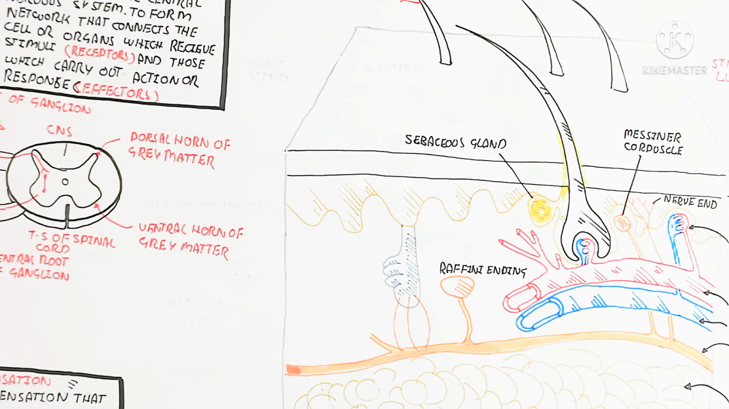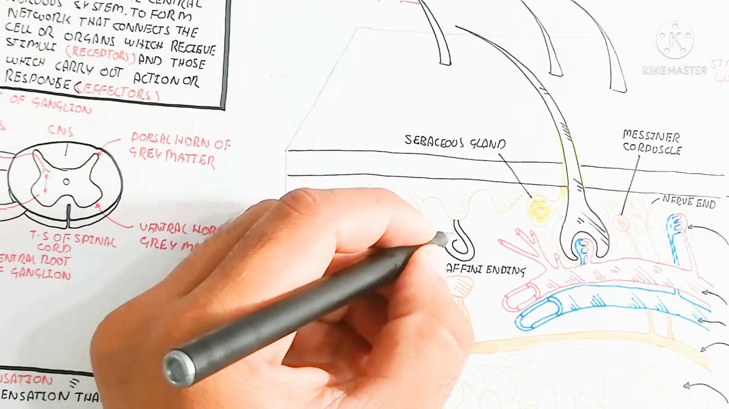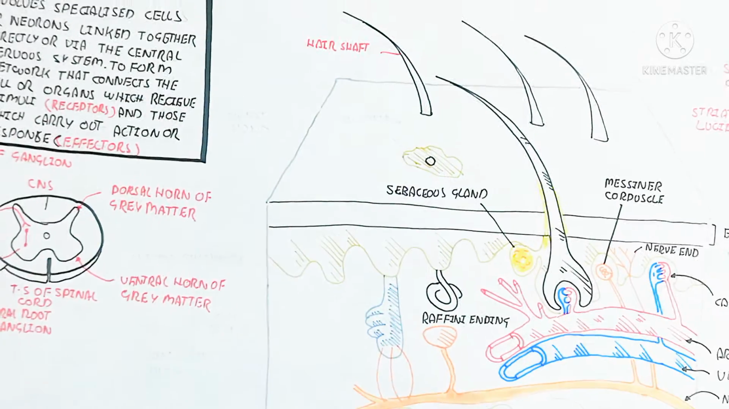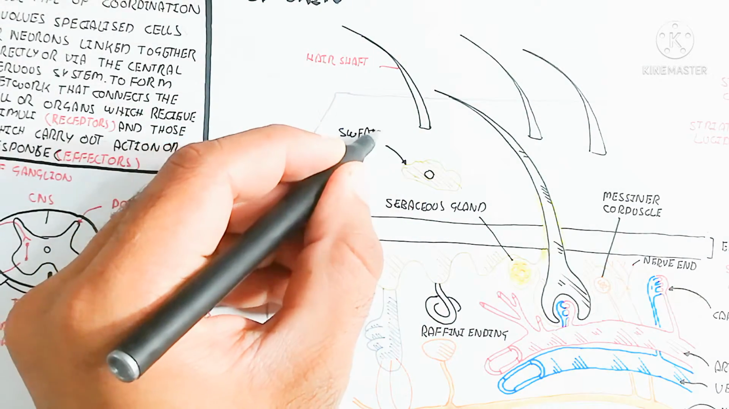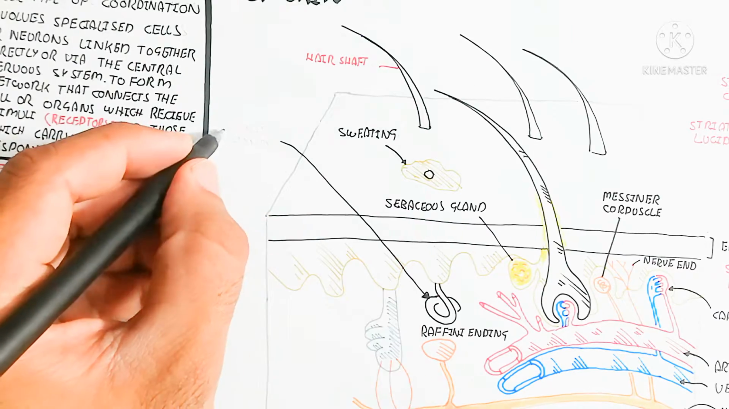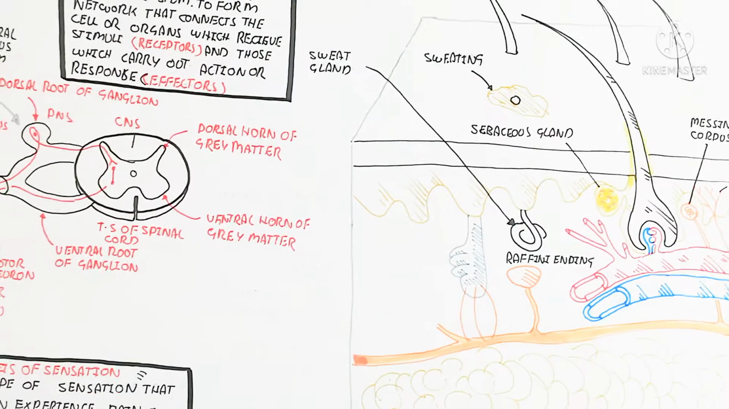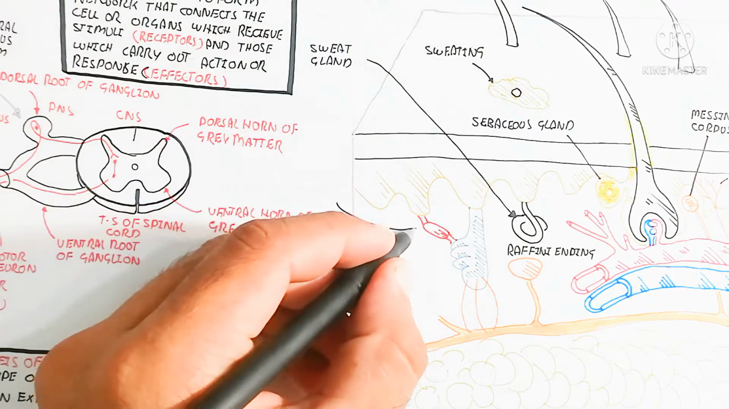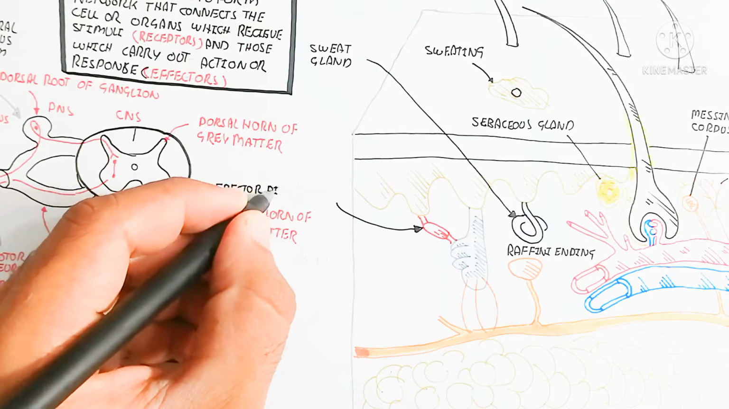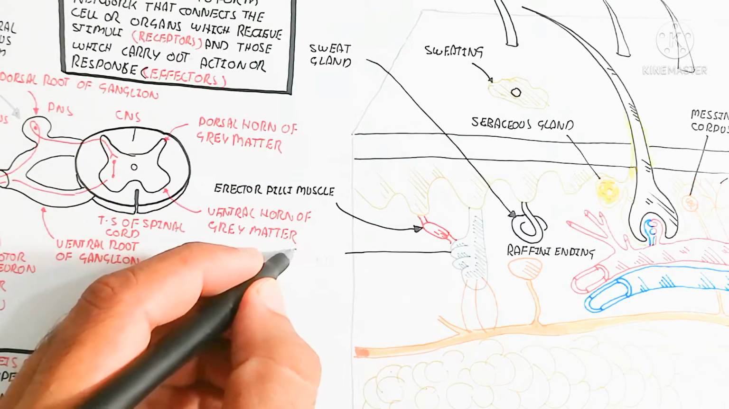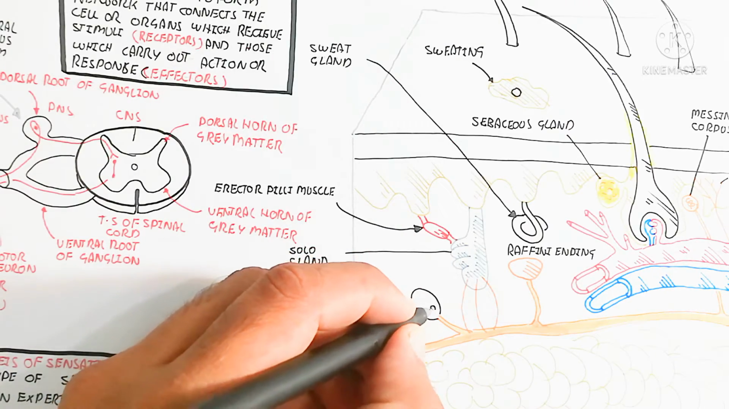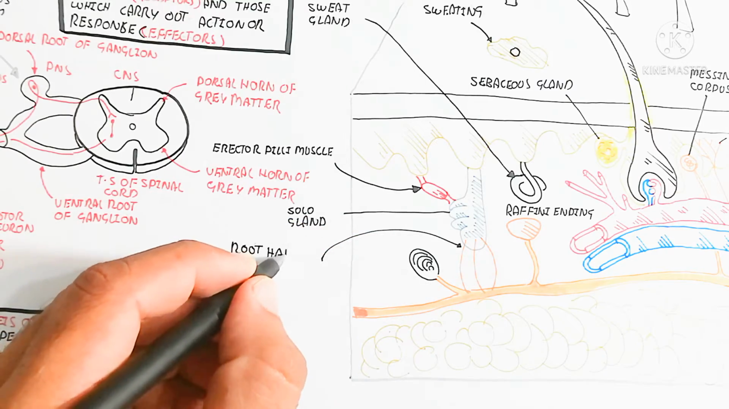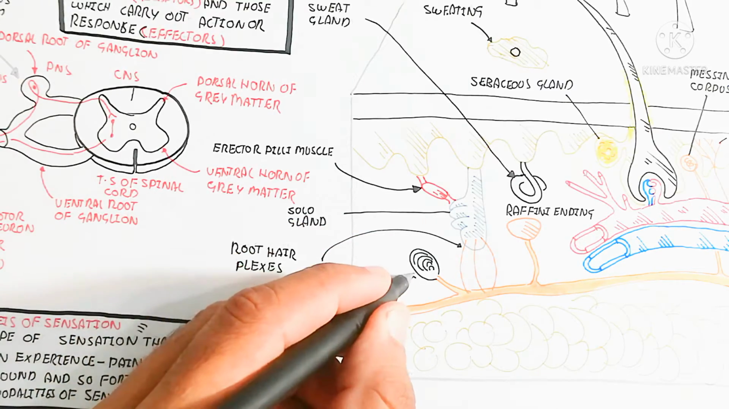And here is the Ruffini ending. This Ruffini ending is different, and it is used for high pressure. So that is why it is deep. And here is a sweat gland which provides sweating, and in this way the sweating is used for thermoregulation. And here is the erector muscle. Basically this is the arrector pili muscle. This arrector pili muscle is basically used for goose bumps and the erection of the hair to reserve the heat inside during cold weather.